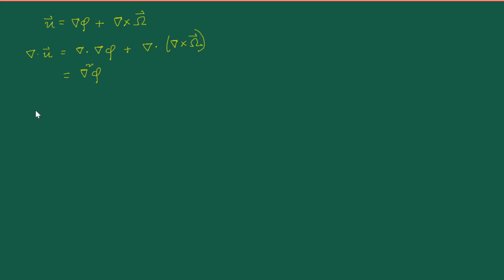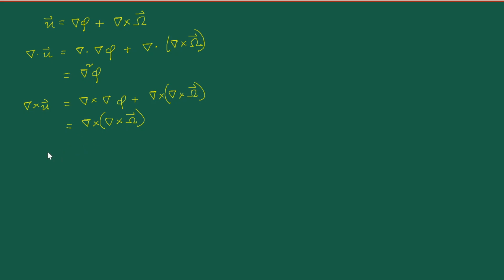Now what about the curl? So we have this. Again, you note that we had already mentioned that this grad of phi is irrotational, which means the curl of that is 0. And that is exactly what we're doing here. We're taking the curl of the grad of phi, and this is 0. So immediately this becomes the curl of omega. Now I don't want to leave it like this.